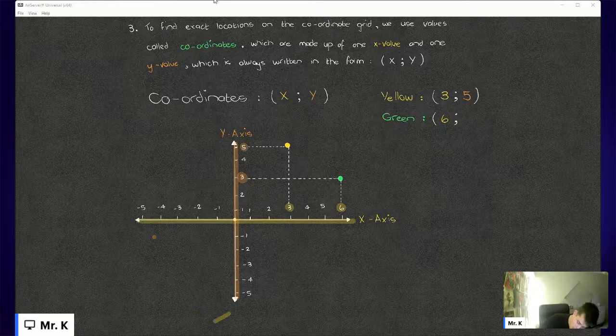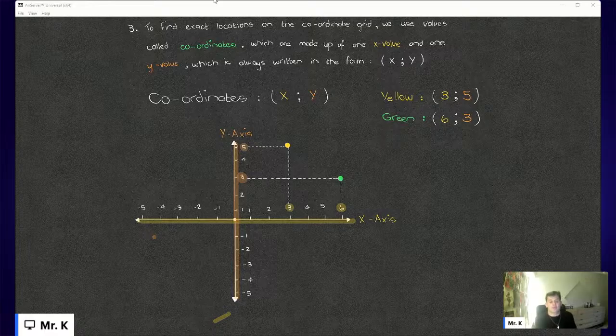So now we can write in the value 3 over here and close our brackets. And there we go. Guys, you have officially found your first two coordinates.